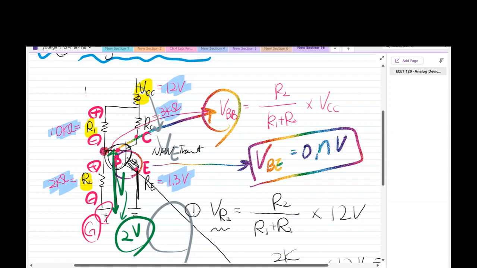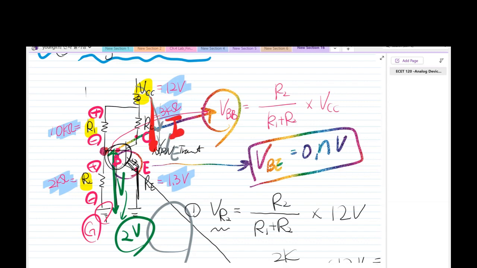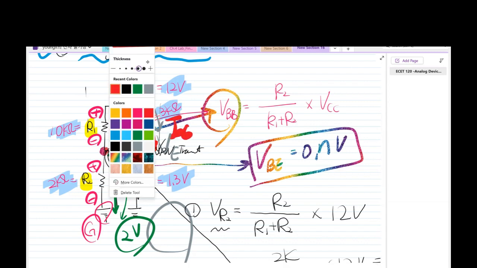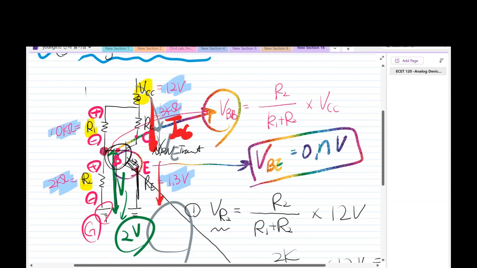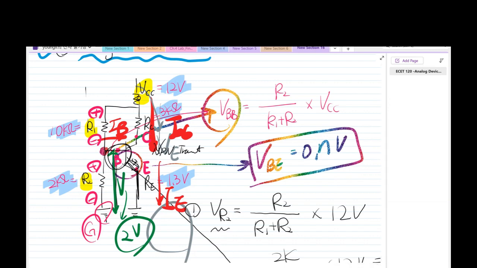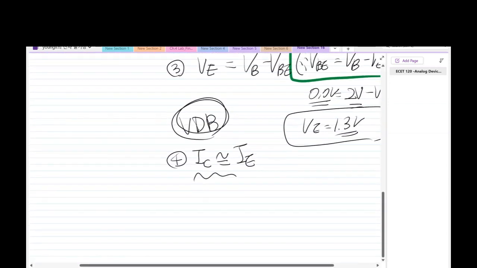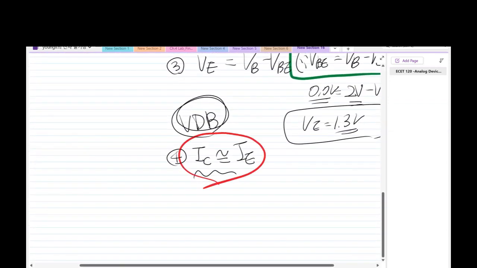So that was the I sub C. That was the I sub E. That was the I sub B here. So VDB case, I sub B is very small. So I sub C is approximately the same as the I sub E, just like this one here.